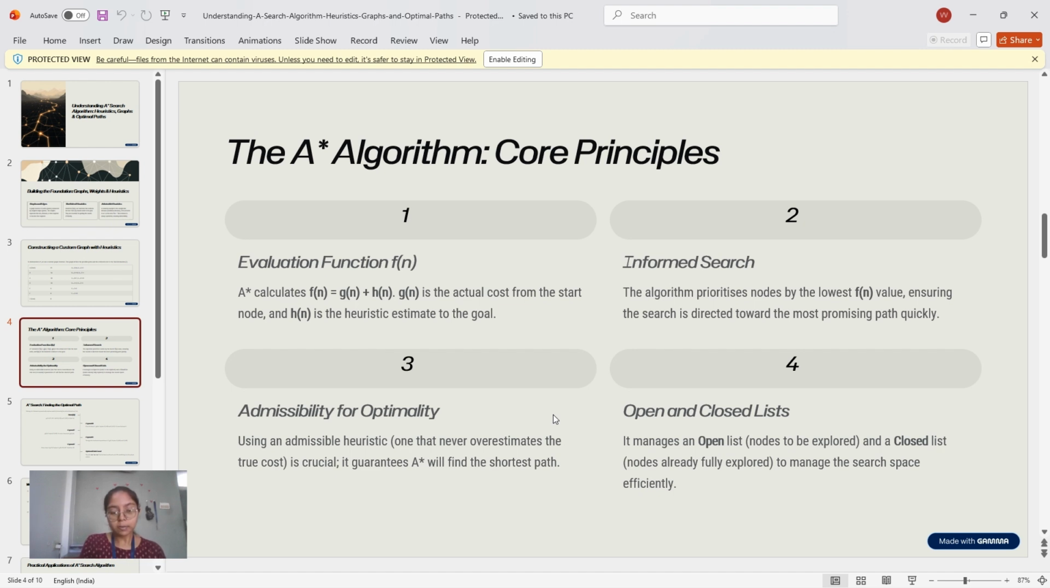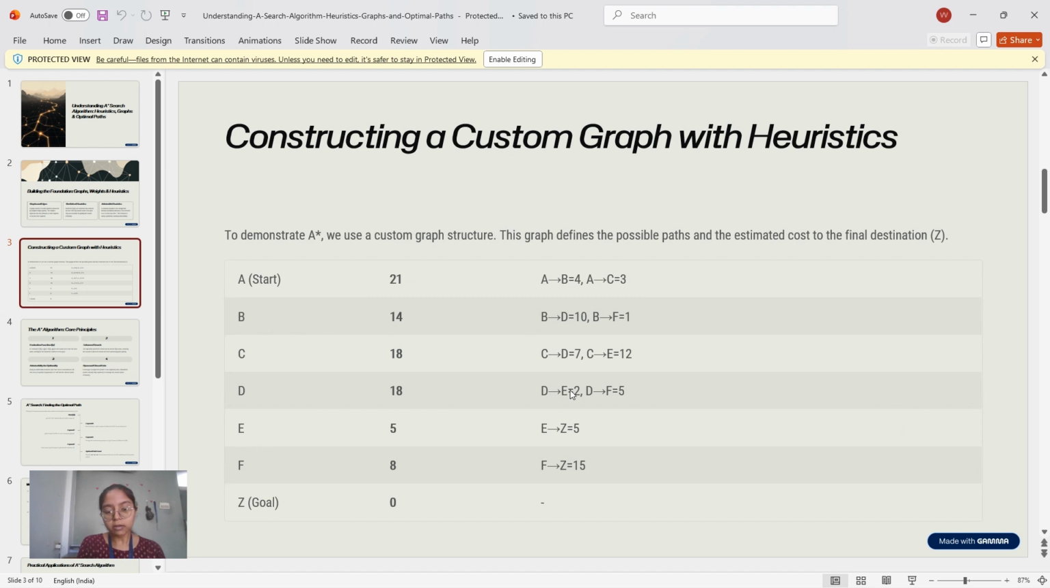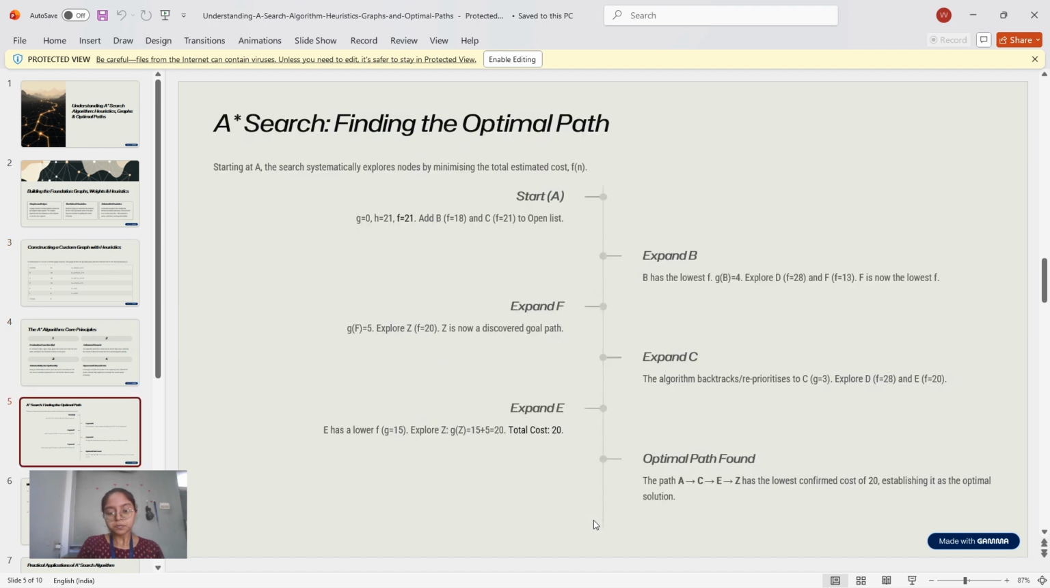So in the above question, we are given a custom graph that starts from node A and ends at node Z. The algorithm starts at A, then explores B, and after that C. It evaluates each node using the f of n value. After several expansions, A-star search finds the path: A to C, C to E, and E to Z. This example shows how A-star search avoids unnecessary exploration and reaches the goal efficiently.